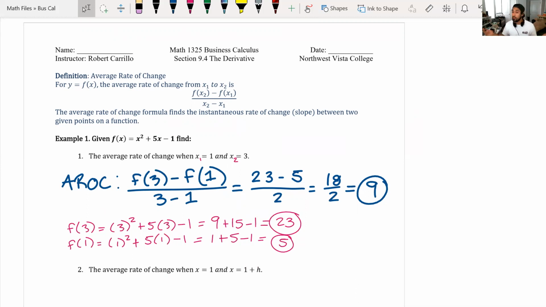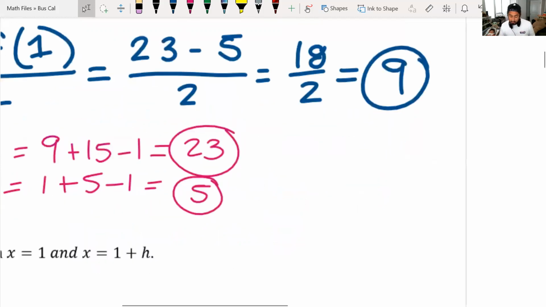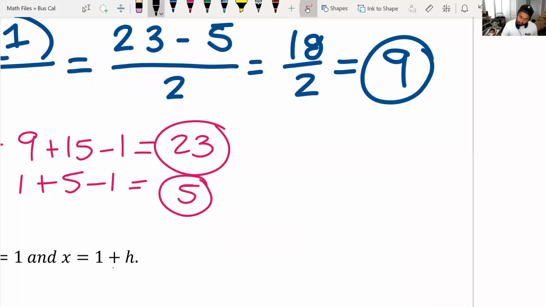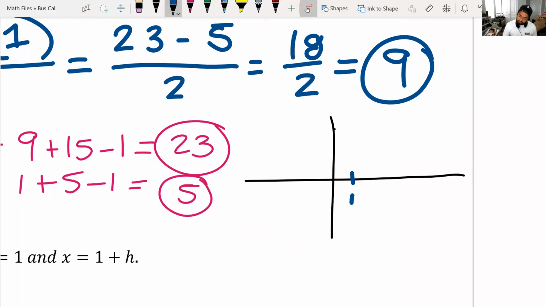Now, of course, I can give you a visual representation of what we're actually doing, other than crunching numbers. So, just a sketch. Here is my x value of 1. Here's my x value of 3. The function's x squared, so it's going to look something like this. Like I said, just a sketch, not accurate. So, let's say my function looks something like that.